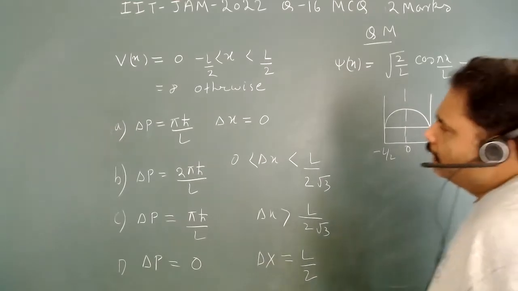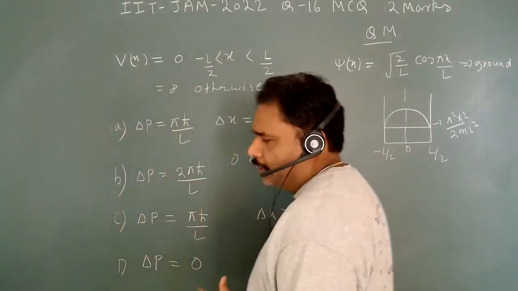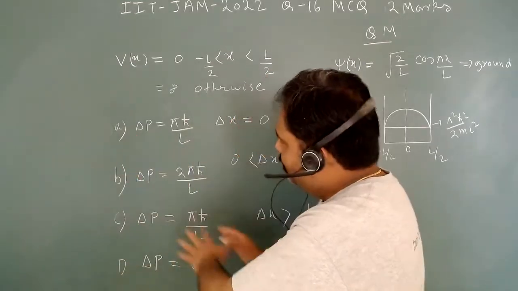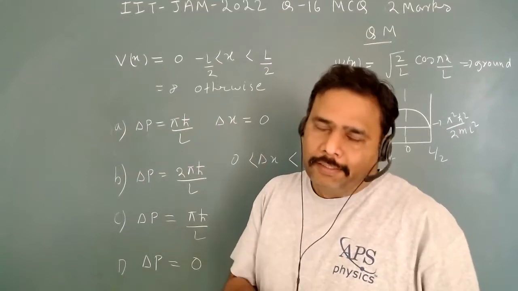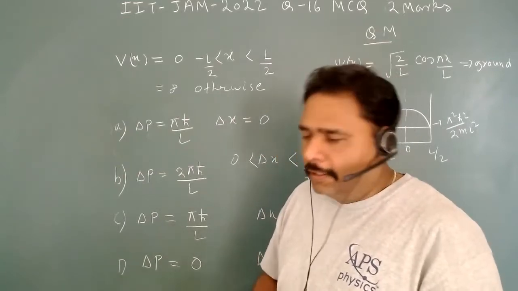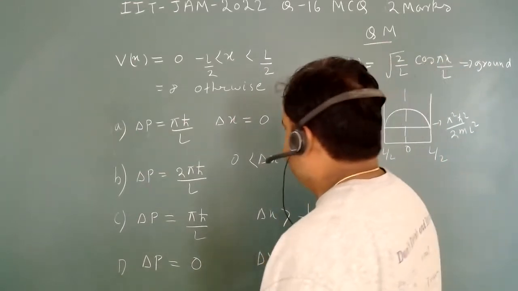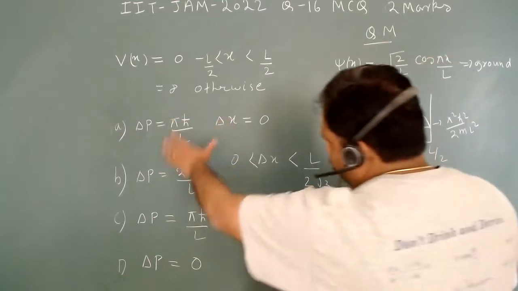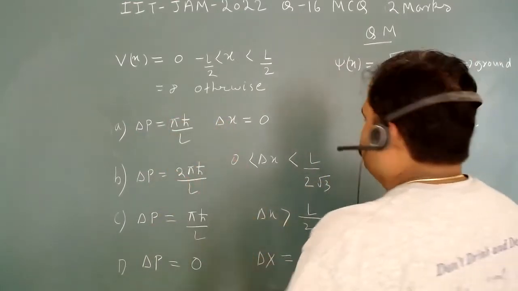So now we have to calculate uncertainty in momentum and uncertainty in position. The options are given so beautifully such that we have to only calculate the uncertainty of momentum. The other option will come directly from the basic concept of this particle in a box. So first we have to calculate uncertainty in momentum because it is easy to calculate.